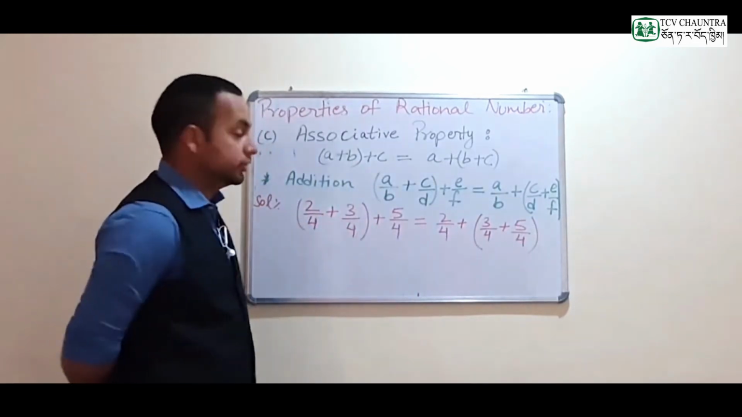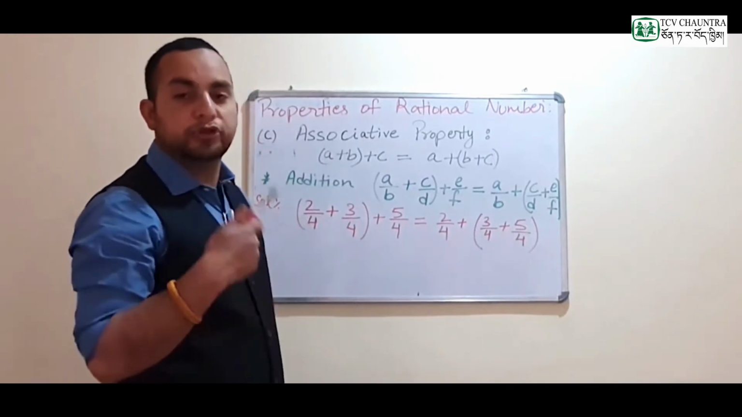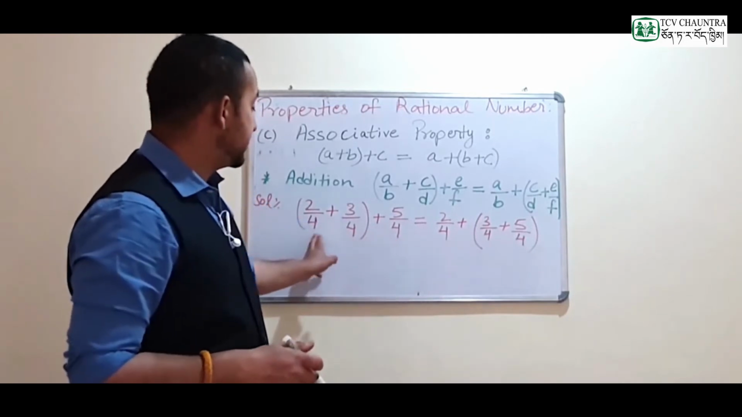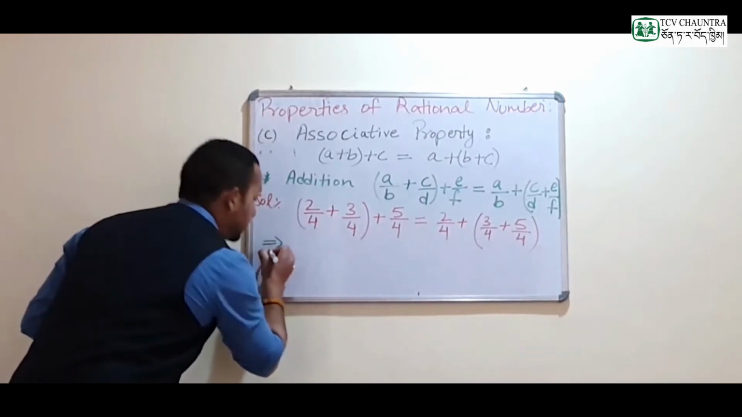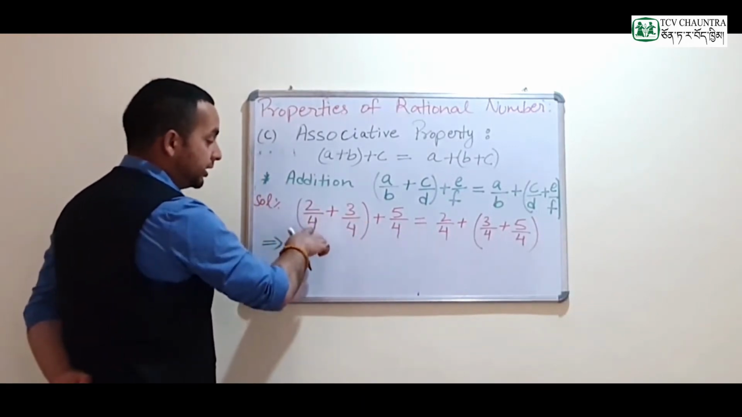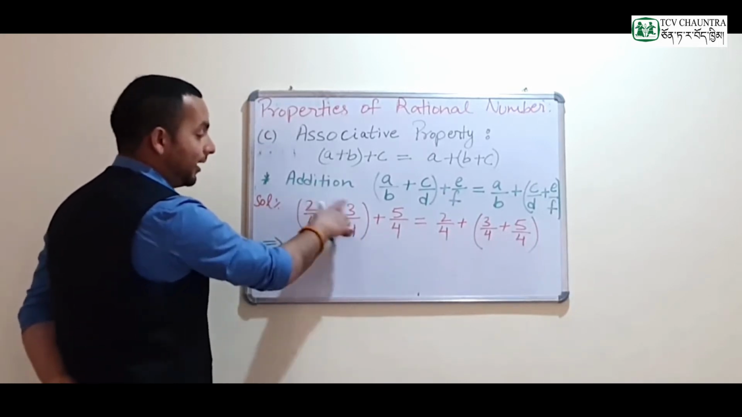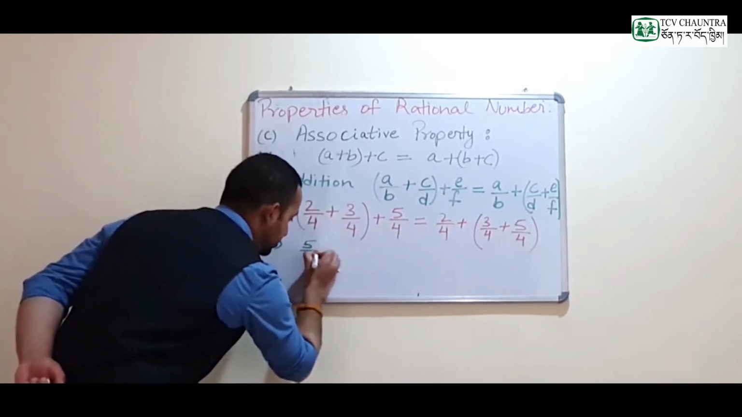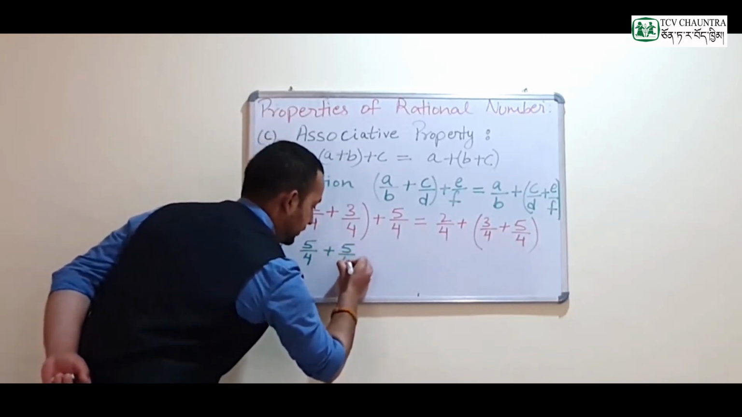Here the denominators are the same, so the calculation is easy. First we are going to solve the bracket. Since the denominator is same, we are going to add the two numerators. 2 plus 3 is 5, and the denominator is 4 itself, plus 5 upon 4.